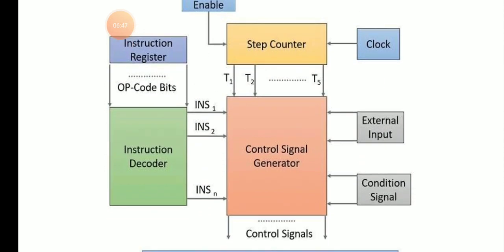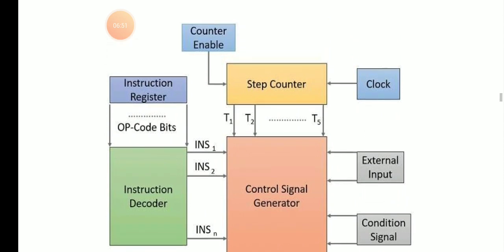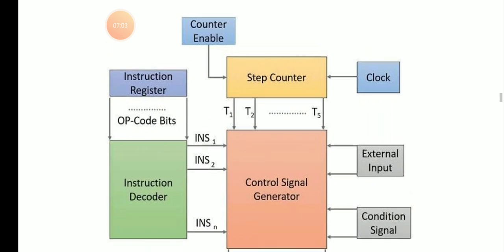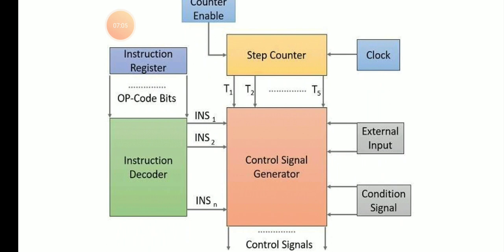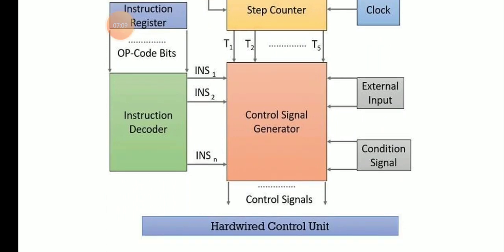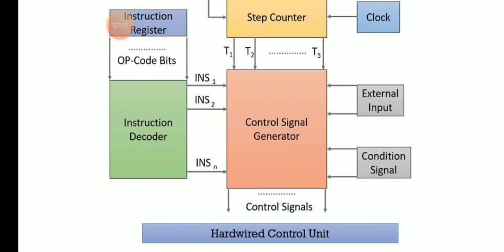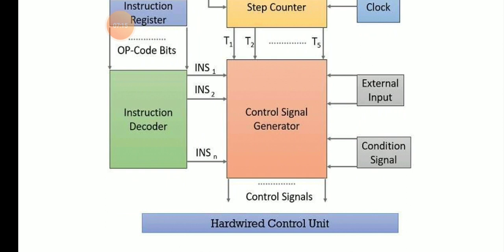You have the control signal generator, external input, conditional signal, clock, step counter, counter enable, instruction register, encoded bits and instruction decoder. Also you have the instruction register bits 1, 2 up to n. The step counter has T1, T2 up to T5, which are the time slots. So these are your control signals. This is the basic block diagram of the hardwired control unit.